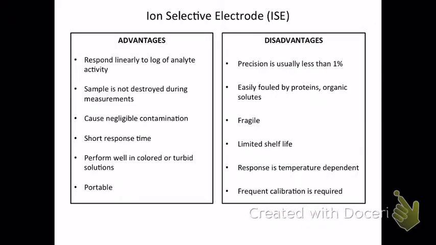Of course, ion selective electrodes do have some inherent advantages and disadvantages. And so advantages are they respond linearly to the log of the analyte activity. We just described that in terms of their growth in terms of potential by the 59 millivolts per decade of concentration. The sample is not destroyed during the measurement, so they're a non-destructive technique. They cause negligible contamination. They have a fairly short response time. They perform well in colored or turbid solutions, so cloudy and colored solutions, where other techniques like UV vis may not be able to transmit light well.